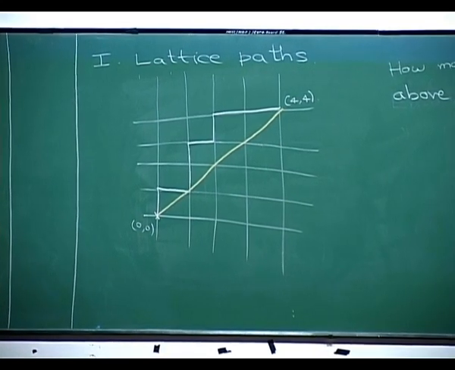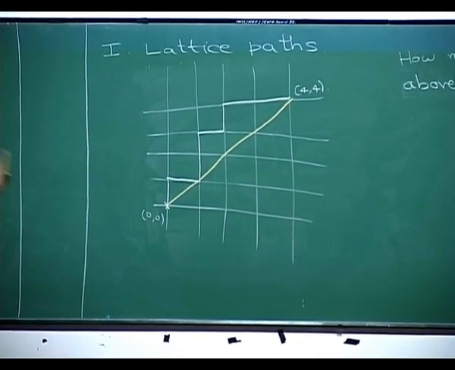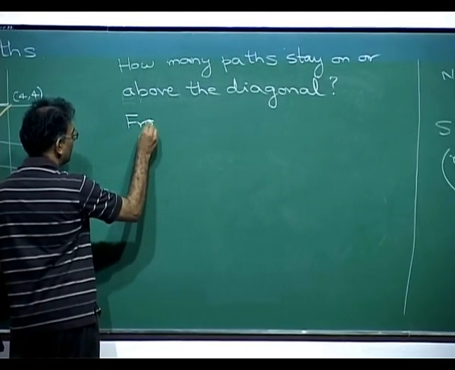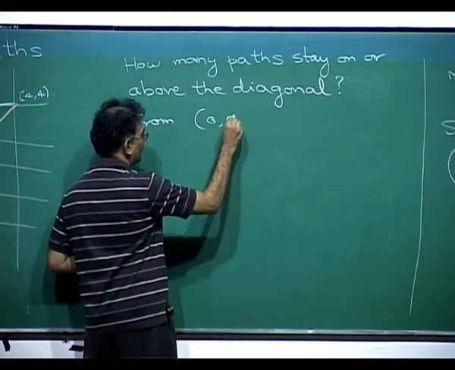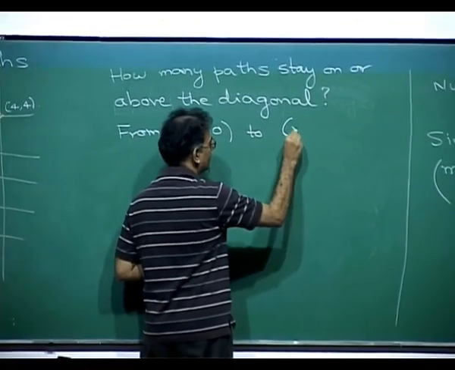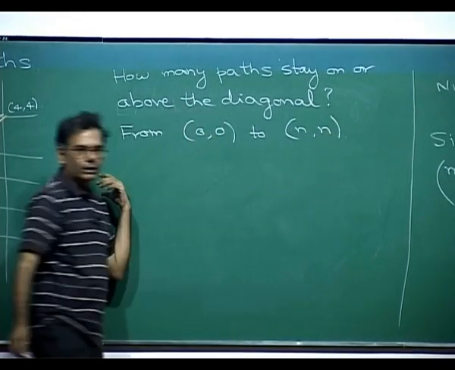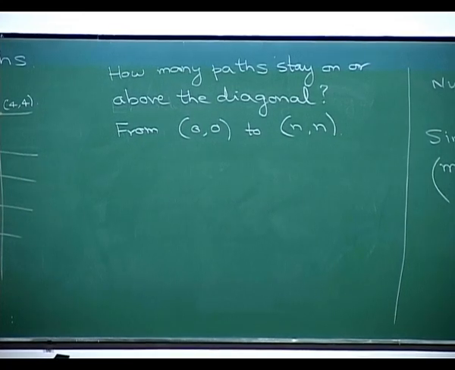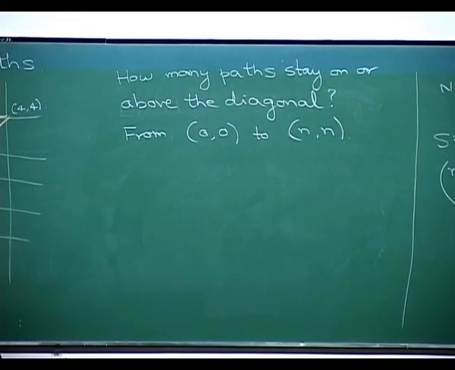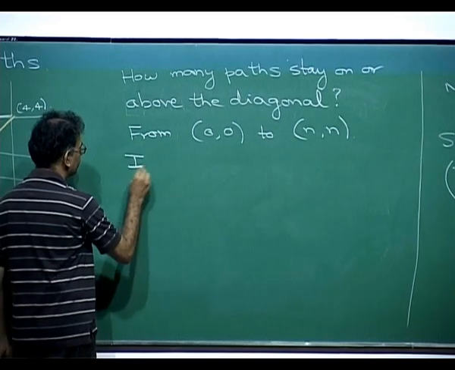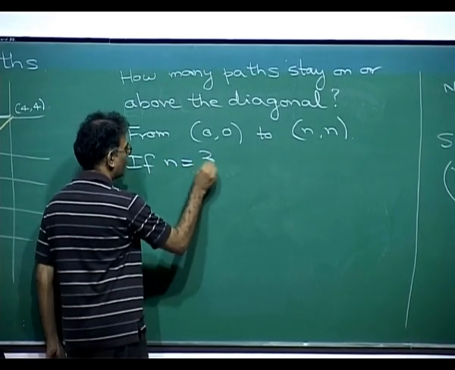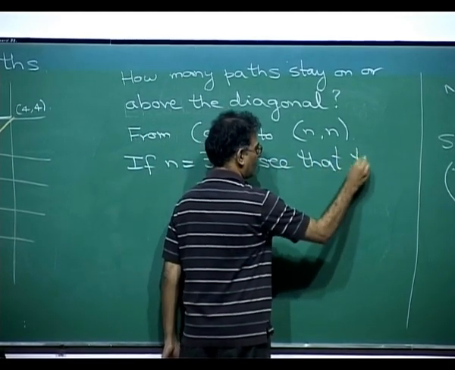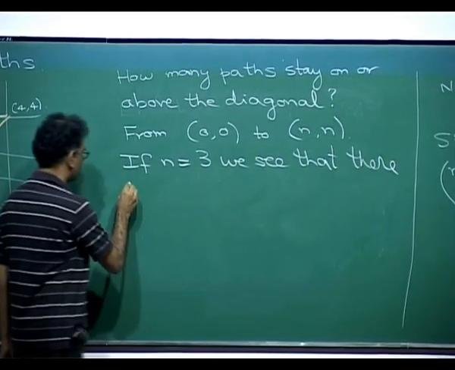Okay. So this is one counting problem that I would like to describe. How many paths? So these are paths from 0, 0 to the point (n, n). Here n is 4, but you can take n to be anything. So let me just do the case where n is 3, right? When n is 3, let me list out all these paths. So if n is 3, we see that there are the following paths.